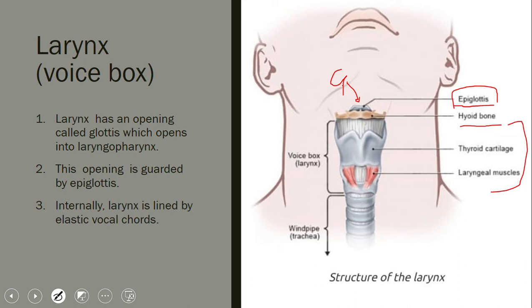There is a pair of folds called the vocal cords, and when our air strikes them, along with modulations by our teeth, lips and tongue, together they form the voice. So vocal cords are there, hence it is called the voice box. Here there is the Adam's apple, which is seen at puberty in males as a secondary sexual character. So this is the larynx. The main things you should know are that the opening is guarded by the epiglottis and there are vocal cords present in the larynx.